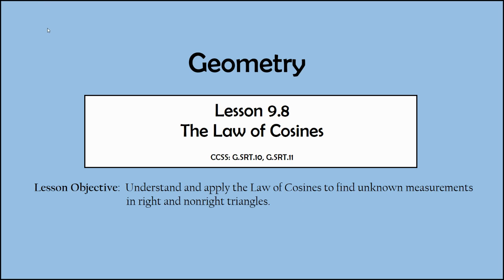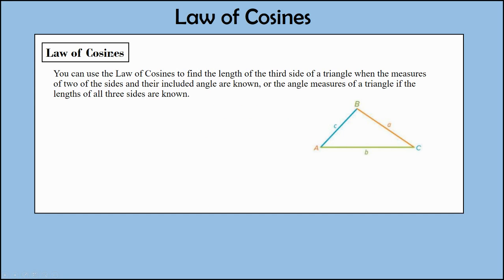All right, today we're going to move into lesson 9.8 on the law of cosines. We're going to apply the law of cosines to some application questions to find a missing side length or to find a missing angle measure. All right, here's what the law of cosines looks like. And we can use these in any triangle. It doesn't have to be a right triangle, these law of cosines.